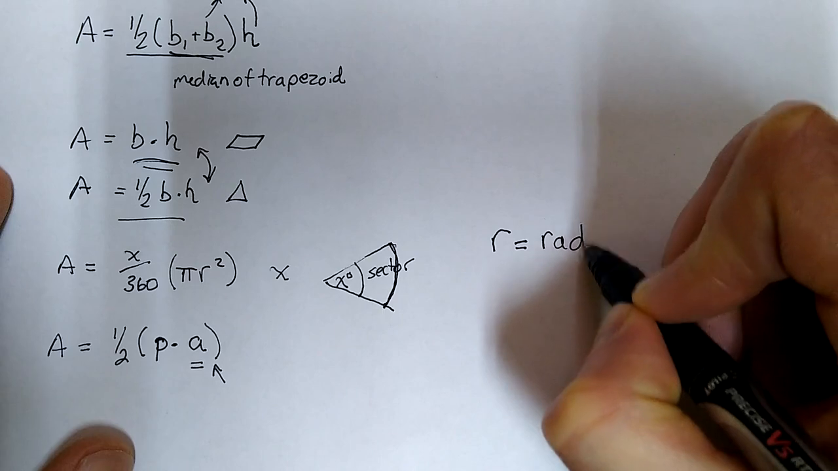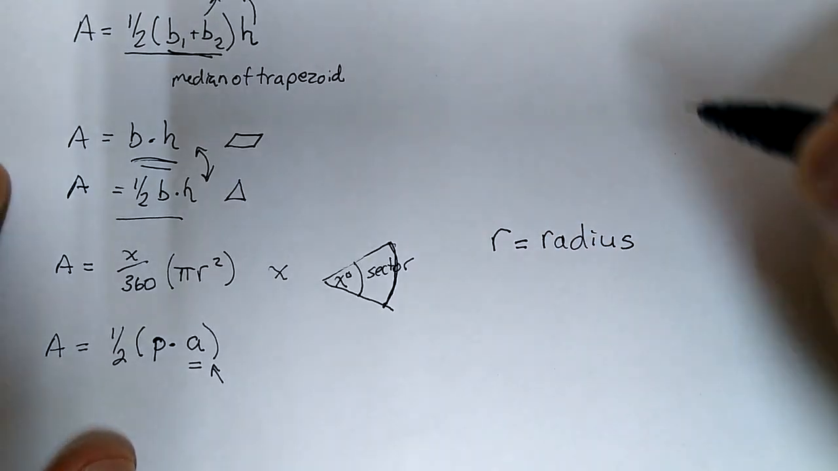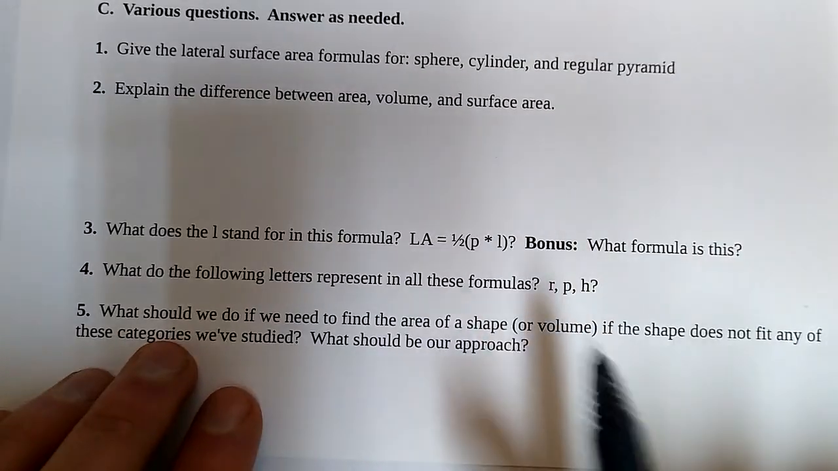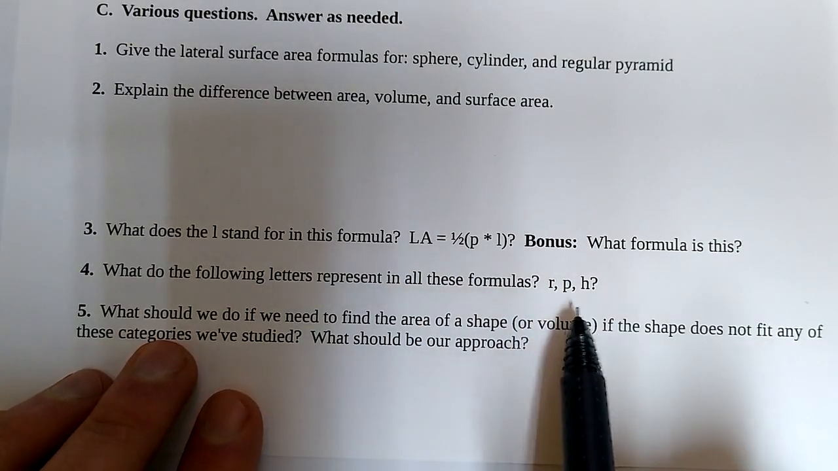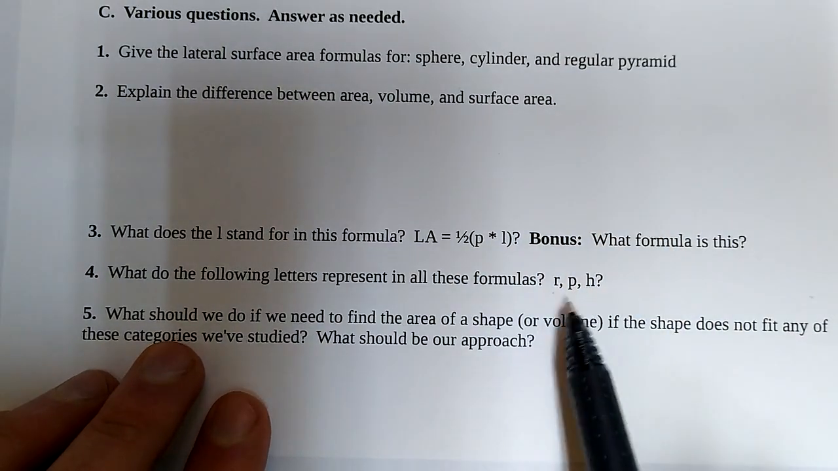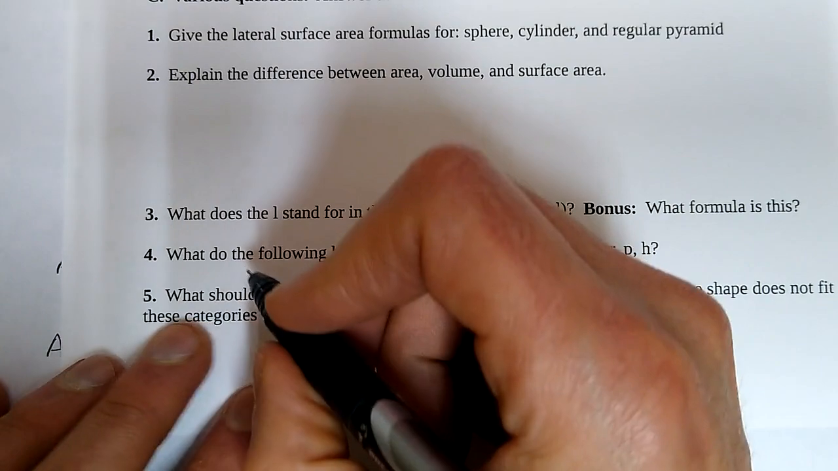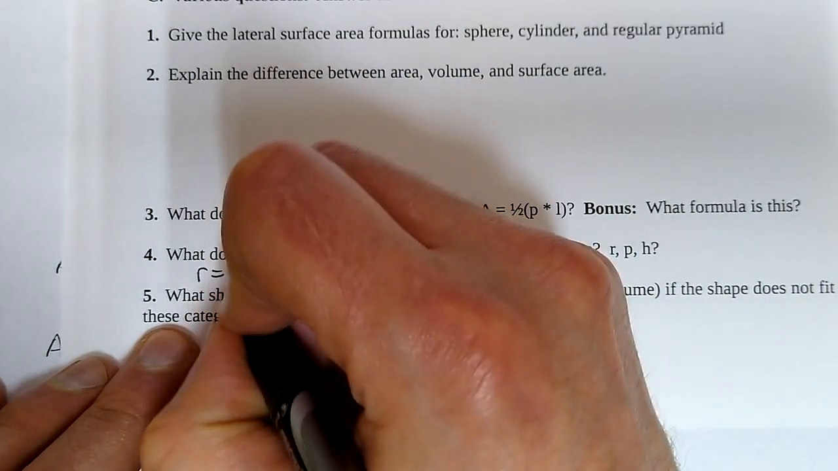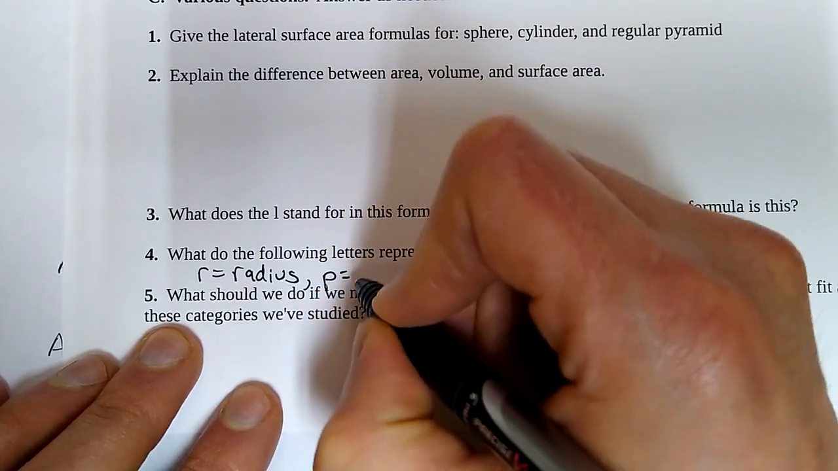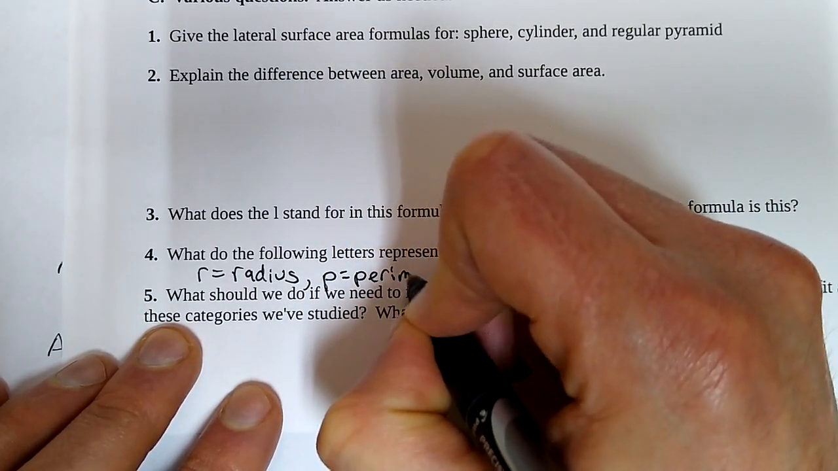And this is something that was one of the later questions on the quiz, number 4 in part C. What do the following letters represent in all of these formulas? R, P, and H. These are all lowercase. Okay, lowercase r is the radius. Lowercase p is for the perimeter. And again, make sure you remember what perimeter is, or remind yourself.